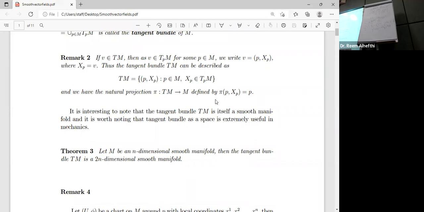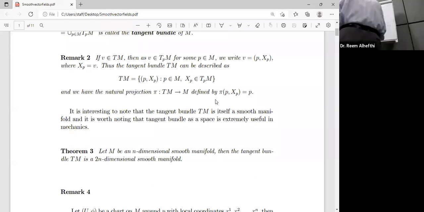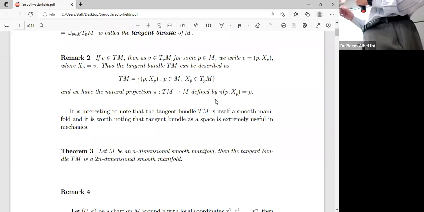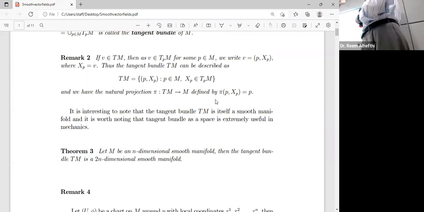Right? The tangent bundle is there. Is that clear with the ideas? Yeah. Fortunately, you talked about such a manifold. So it's the tangent bundle.